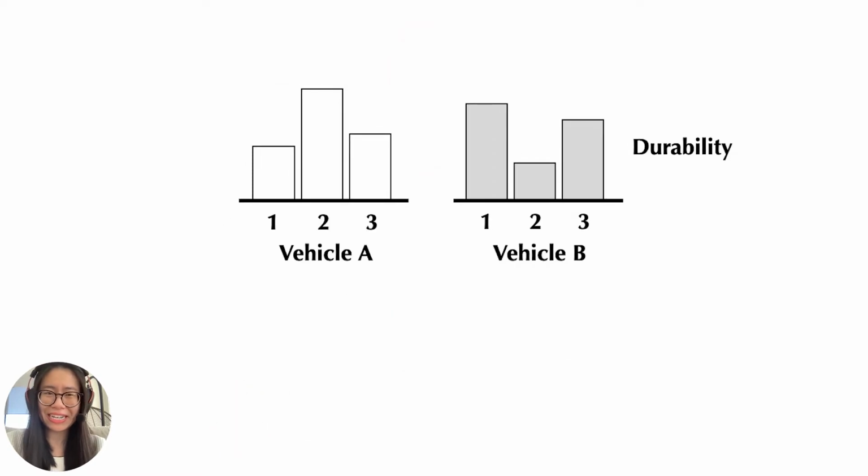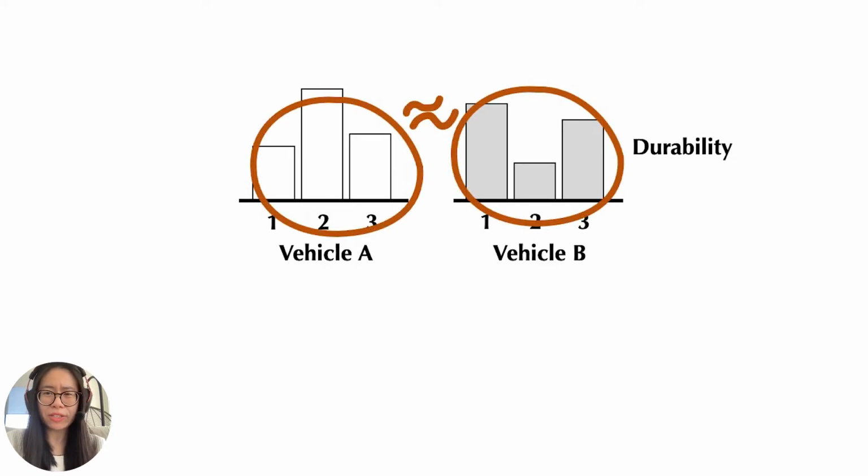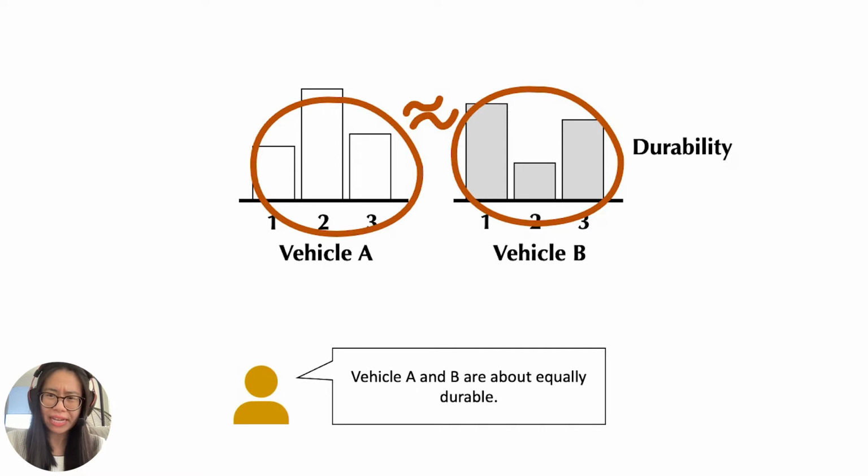All right, so let's look at this other visualization. Very similar stuff. The durability of 3 components in 2 vehicles A and B. What is the most intuitive comparison you might want to make here? Let's again think about it for a few seconds. Feel free to mumble it to yourself. So you're probably thinking, I want to compare the overall durability of A to the overall durability of B. And I want to come up with a takeaway that vehicle A and B are about equally durable.